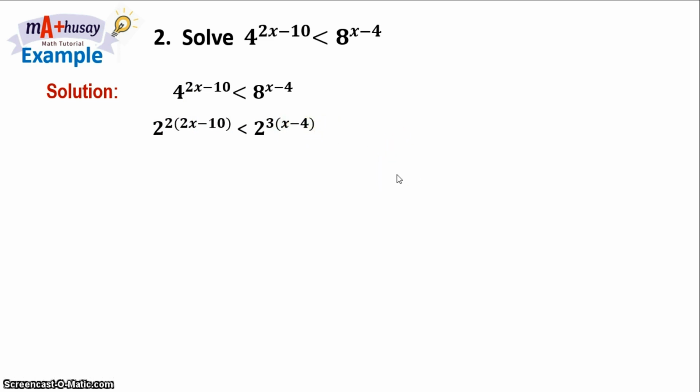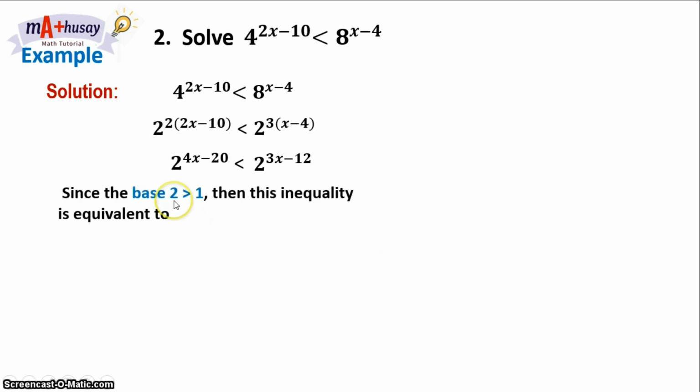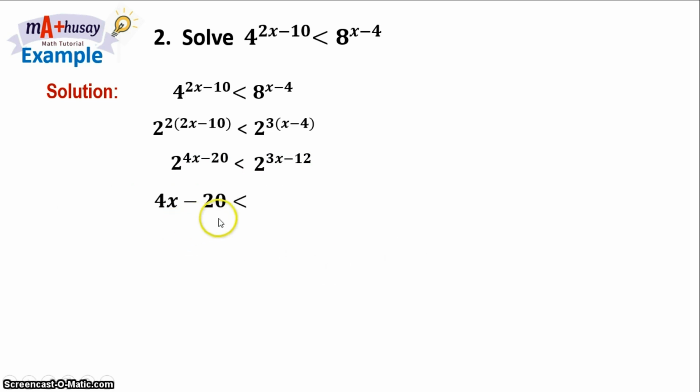So, isimplify lang muna natin yung ating exponents. So, 2 times 2x is 4x. 2 times negative 10 is negative 20. So, it's less than 2 raised to 3x minus 12. From here, dahil pareho na yung base, so, alam natin na yung base is 2, right? So, going back sa ating rule, dahil yung base natin, which is 2, ay mas malaki sa 1, then the inequality is equivalent to 4x minus 20 less than 3x minus 12.